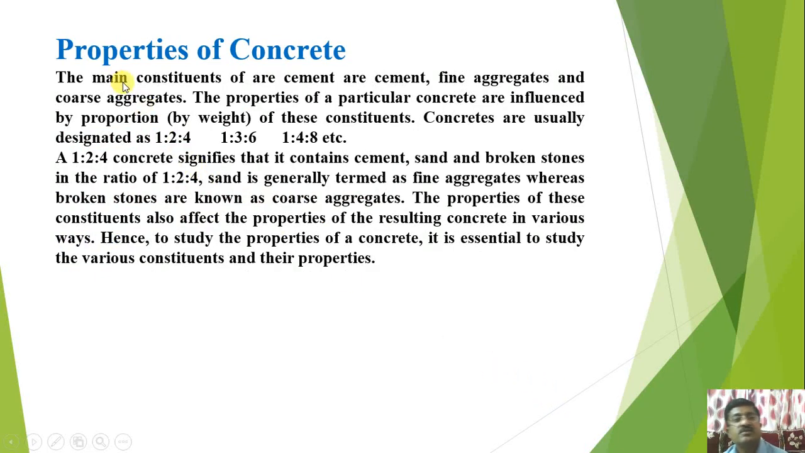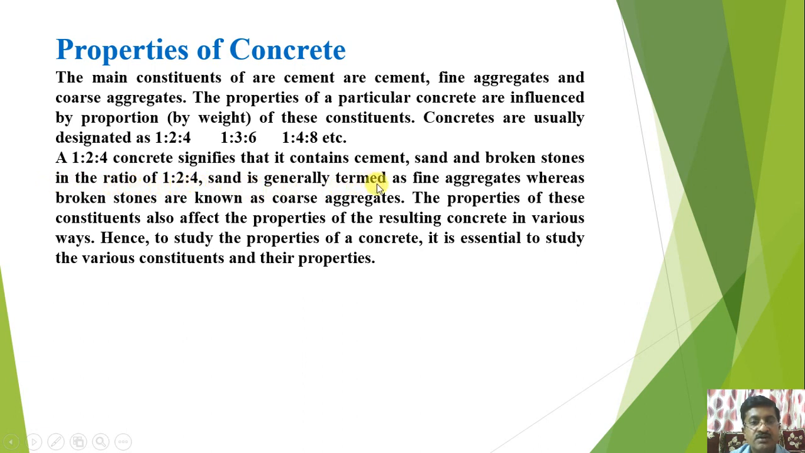Now let's discuss further the properties of concrete. The main constituents are cement, fine aggregates and coarse aggregates. The properties of a particular concrete are influenced by the proportion, by weight, of these constituents. Concretes are usually designated as 1:2:4, 1:3:6, 1:4:8, etc. A 1:2:4 concrete signifies that it contains cement, sand and broken stones in the ratio of 1 is to 2 is to 4.